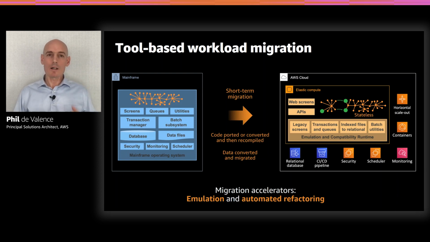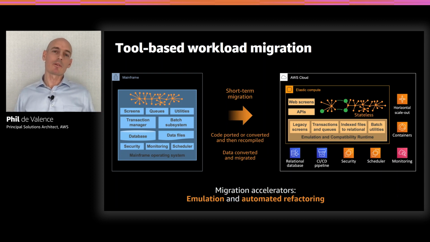Let's look at the migration for one mainframe workload specifically. To minimize the risks and accelerate the speed of the migration, we use proven tools, which provide emulation and automated refactoring capabilities. These capabilities are essential to reuse and modernize mainframe assets quickly. These tools facilitate following cloud best practices for availability, scalability, and security. During this migration, the application code is ported or converted, then recompiled for deployment on AWS. Data is also converted and migrated, usually to a relational database. If possible, there should be no manual code rewrite to avoid human errors and risks.